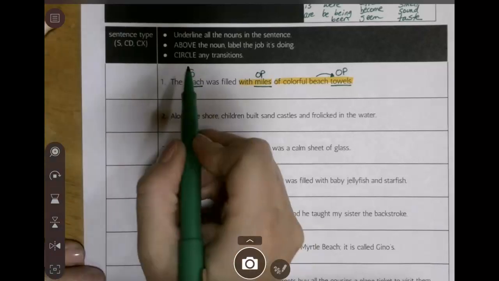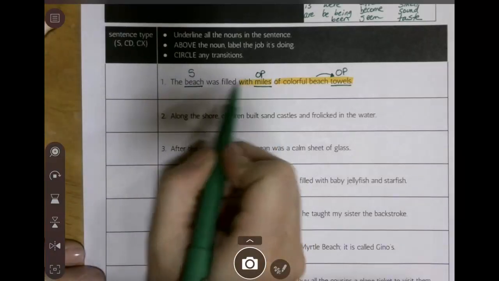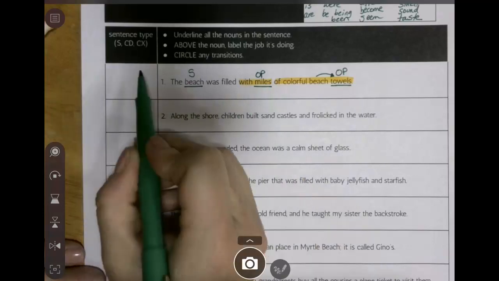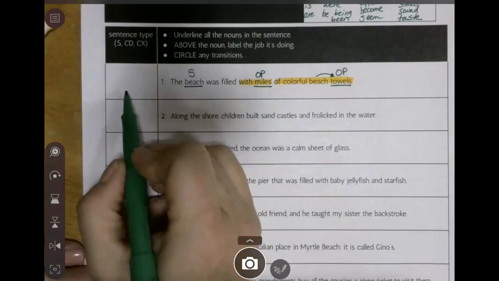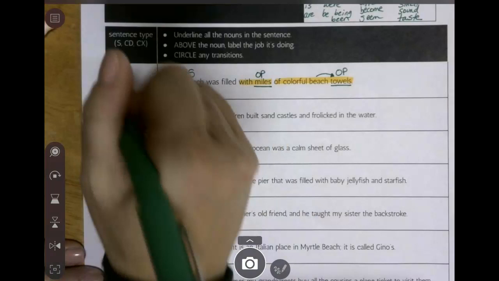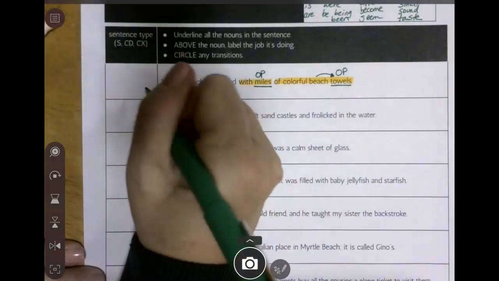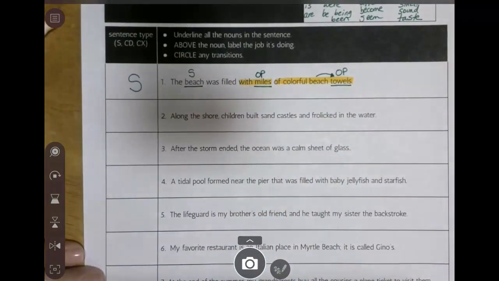The next thing it says is circle any transitions. There are no transitions in here. So now I'm going to look for what type of sentence it is. And all I see is the beach was filled. So that's a subject or a simple sentence.